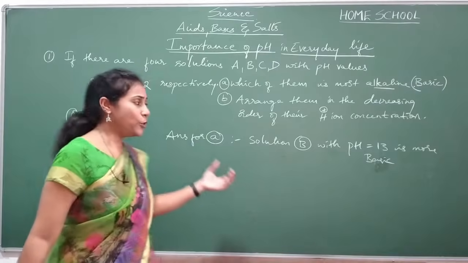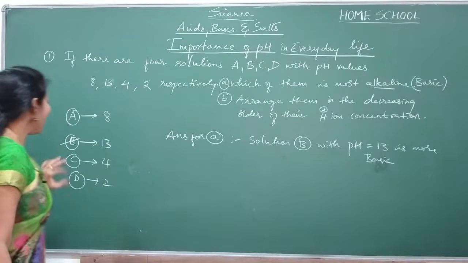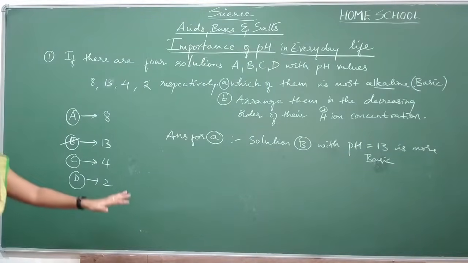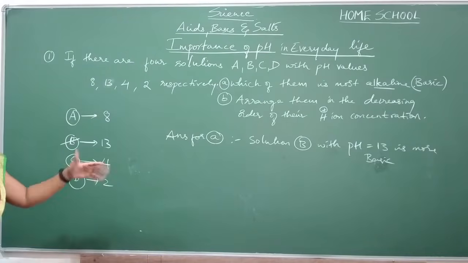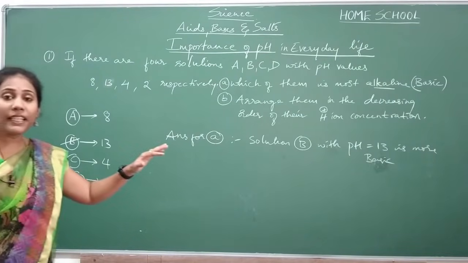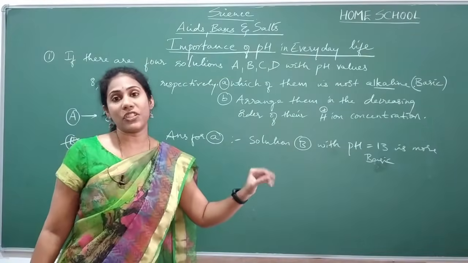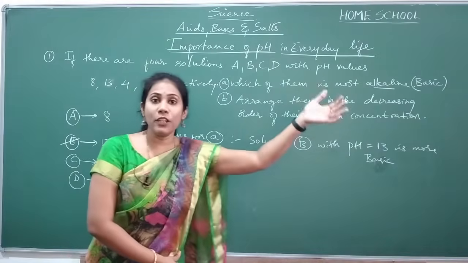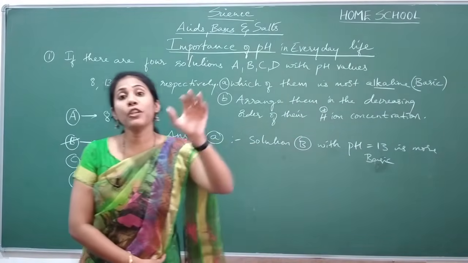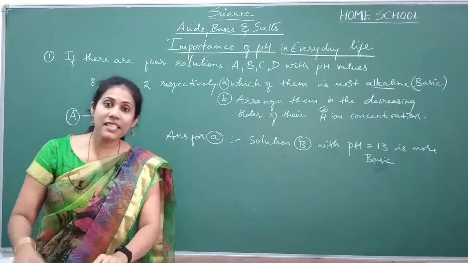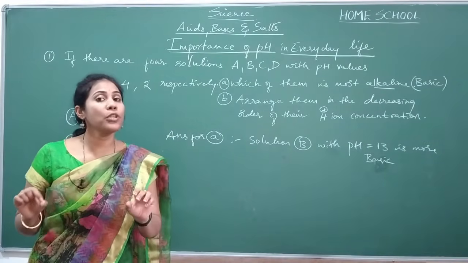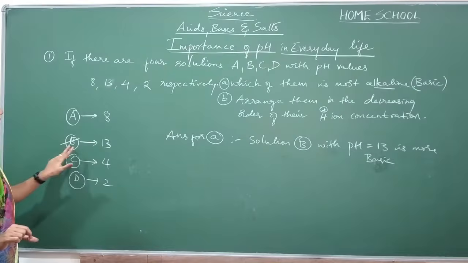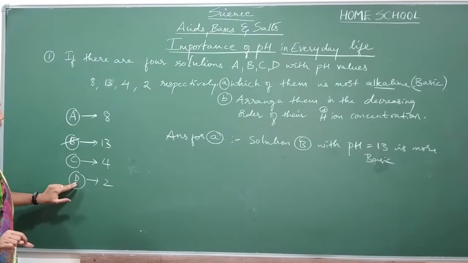They can also ask you which is more acidic. If they have asked which is more acidic, what is your answer? Solution D. Yes or no? The lesser the pH value, the more acidic the nature. The higher the pH value, the more basic the nature. This is the logic you have to remember. The highest pH value means the solution is more basic. The lowest pH value means the solution is more acidic. So among the 4 solutions, the most basic solution is B and the most acidic solution is D.